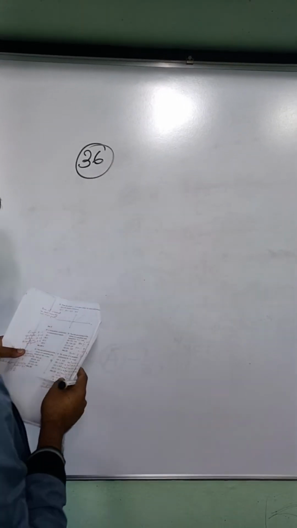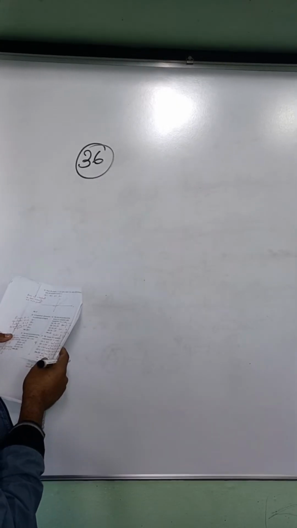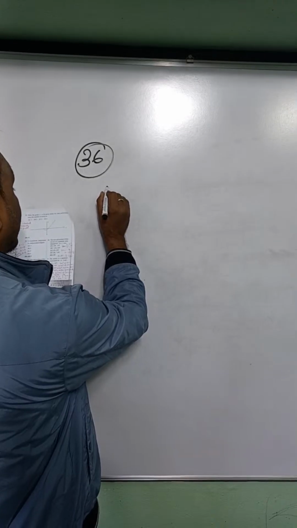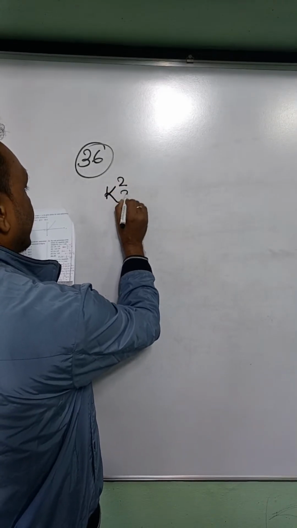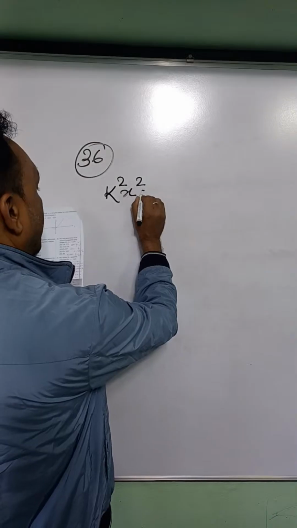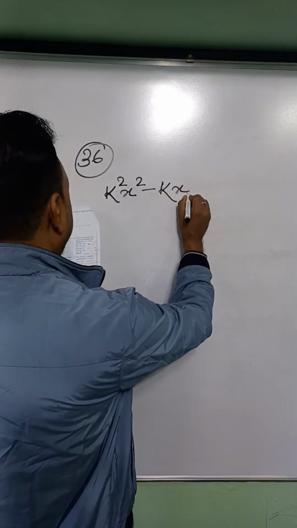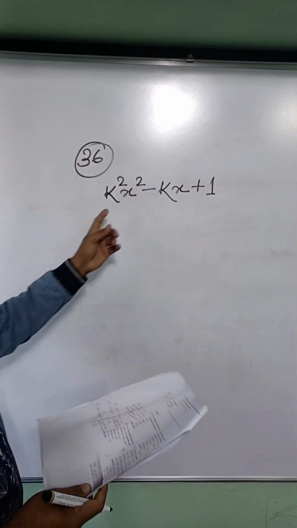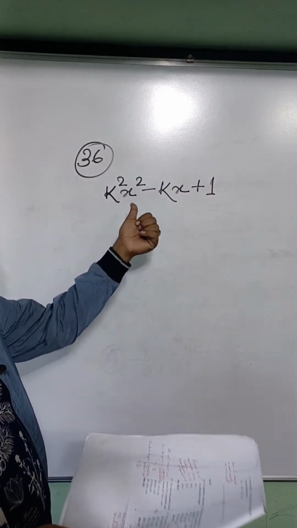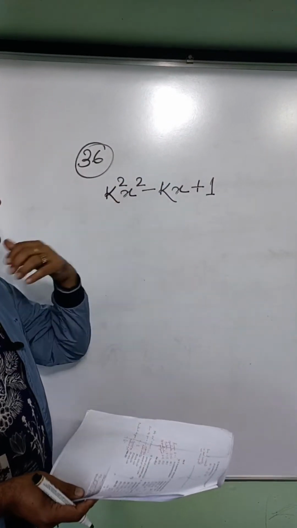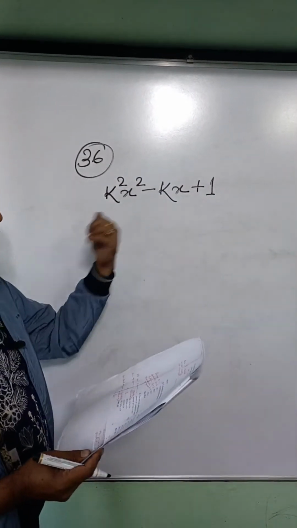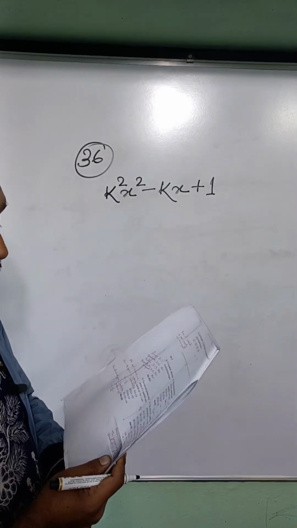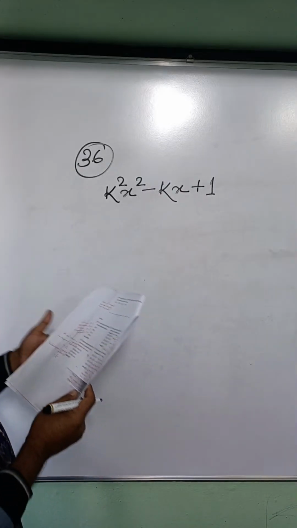The sum and the product of the zeros of the quadratic polynomial, these are. So one quadratic polynomial is k squared x squared minus kx plus 1. Why is it called a quadratic polynomial? As I explained already, the polynomial whose degree is 2 is called a quadratic polynomial. This is not a linear polynomial. This is a quadratic polynomial. You have to find out the sum and product of the zeros by the formula.